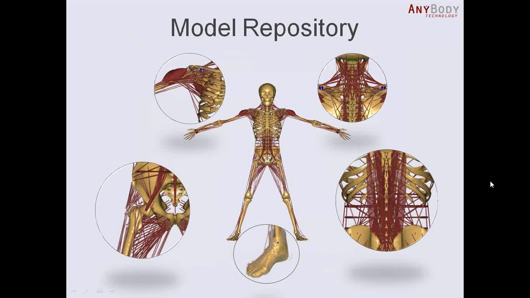The open model repository that comes with the software includes a broad collection of models for the entire skeleton with appropriate detail to allow greater focus on portions of the anatomy that might be critical for your specific application. These models are all completely open. They're parametric, so they can be scaled to subject-specific anatomy, and they've been extensively validated in the open literature.